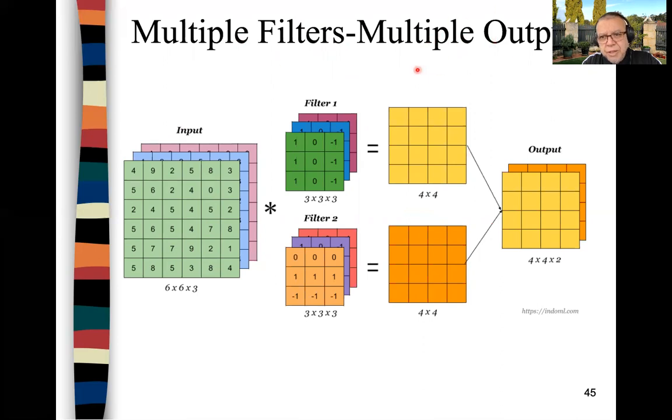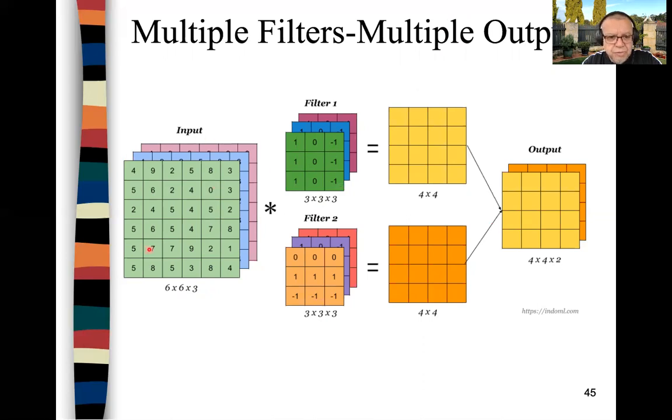In this case, we're going to look at the case where we have multiple filters, which will result in multiple outputs as well. So let's assume that we have our 6 by 6 by 3 input image, 3 meaning RGB, and we have a number of filters. In this case, we have 2 filters. For example, this one goes from -1 to 1, so it's going to detect the vertical edges.